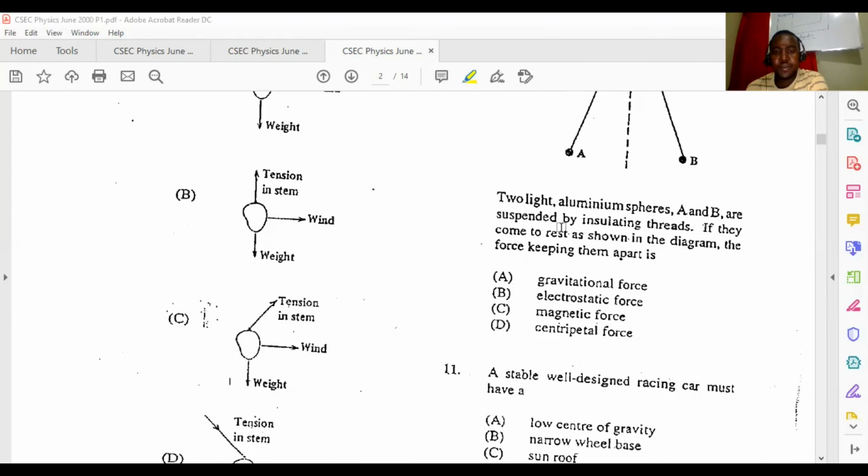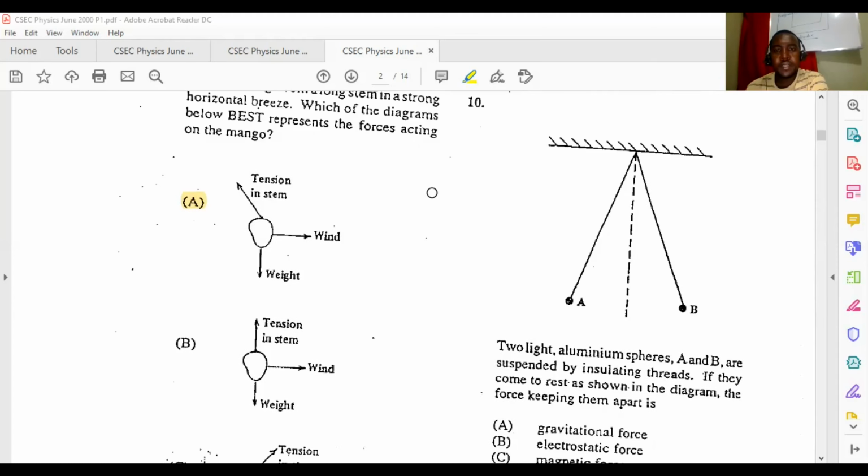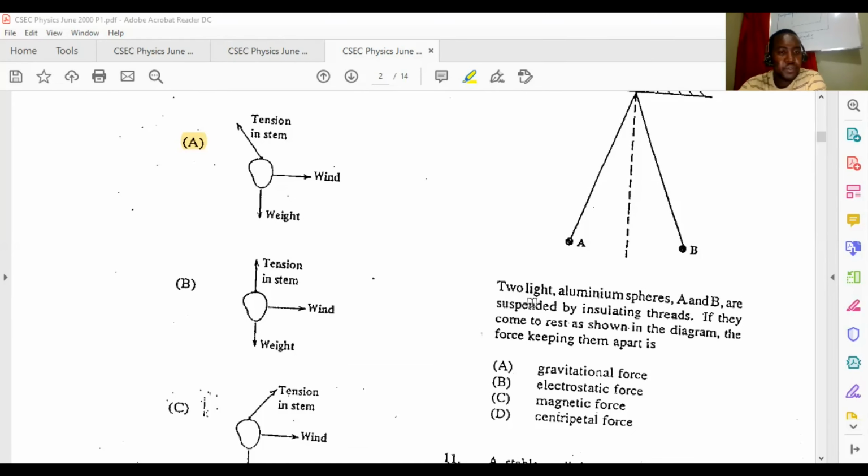All right, last question, or question 10. We have two light aluminum spheres, A and B, suspended by insulating threads. If they come to rest, as shown in the diagram, the force keeping them apart is, all right, so what force will be keeping them apart? A, all right, someone said A. Any other answers? B.